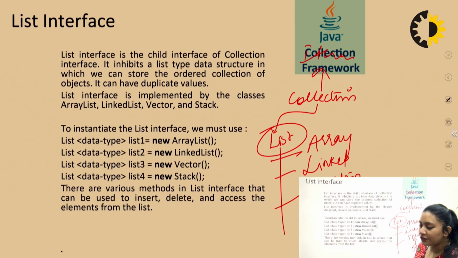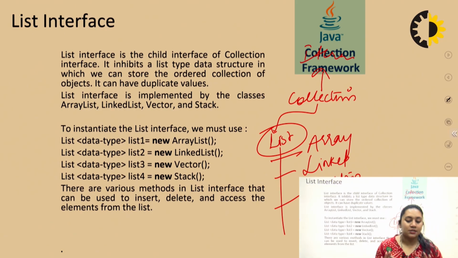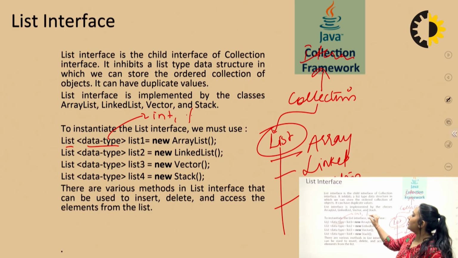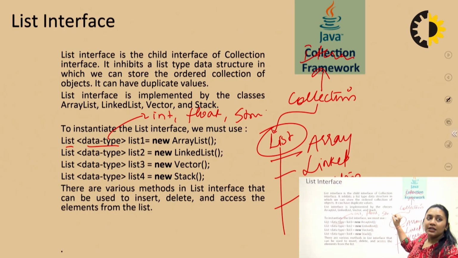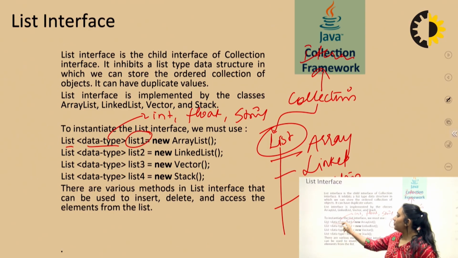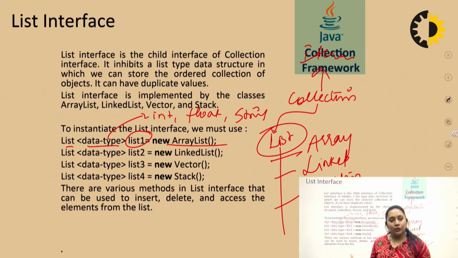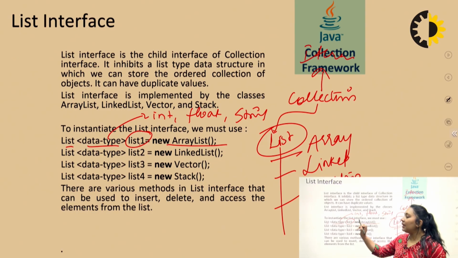So List is one of the children of the Collection framework interface, and it inherits the types of data structure we have discussed. It stores an ordered collection in such a way that duplicacy is also allowed. How can you initiate that interface in the List form? All you need to do is write List, and the type of the data you need to input. Either integer, float or string, right? Then the type and the object you have created, the list one and the new ArrayList. In this way, you can create a new object where you can put the elements while using the list, right?